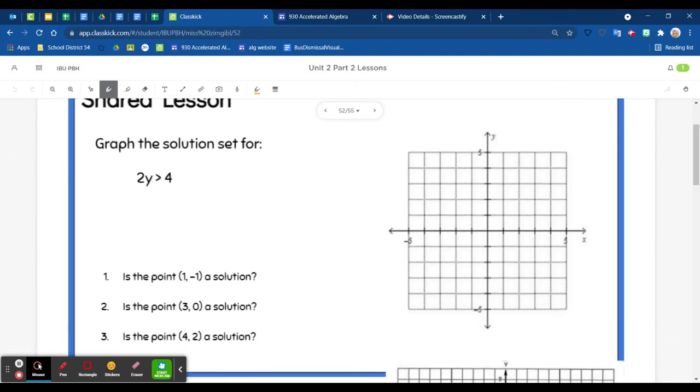Okay, we have to graph the solution set for 2y is greater than 4. We need to get y alone so that we can graph. When I do that, I get y is greater than 2. Okay, I do not have an equal to, so this means I'm going to have a dotted line. I know that y's are horizontal lines, so I'm going to go up to 2 and make a horizontal dashed line.